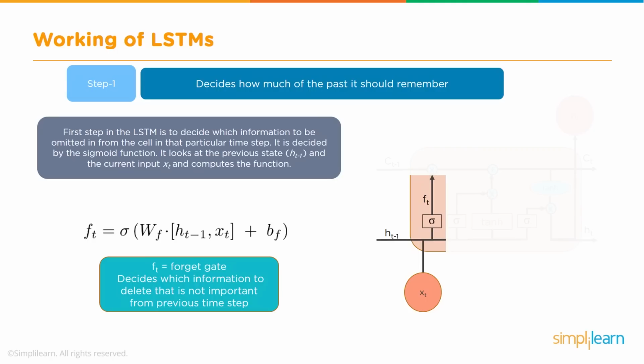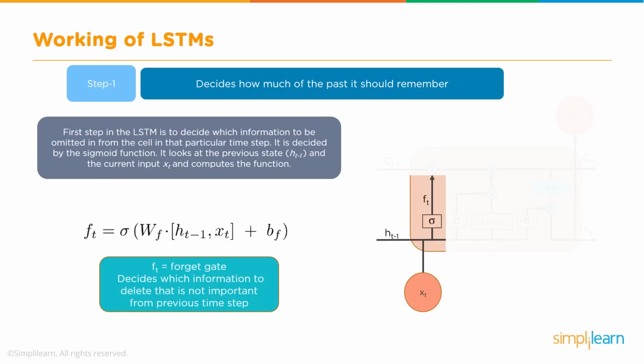So step 1 decides how much of the past it should remember. The first step in the LSTM is to decide which information to be omitted from the cell in that particular time step. It is decided by the sigmoid function. It looks at the previous state, h at t minus 1, and the current input, x at t, and computes the function. So you can see over here we have f at t equals the sigmoid function of the weight of f, times h at t minus 1 and x at t, plus, of course, a bias, as with any of our neural networks.